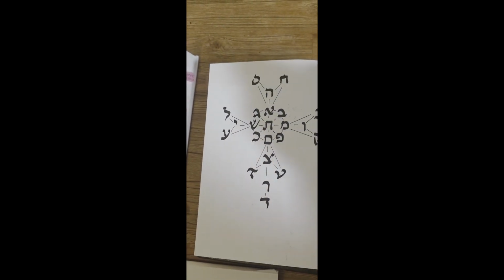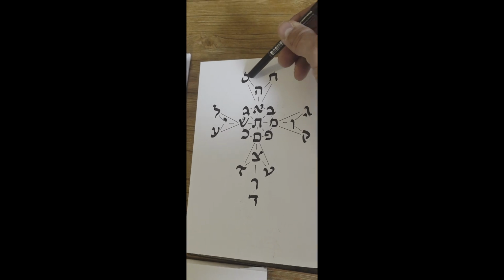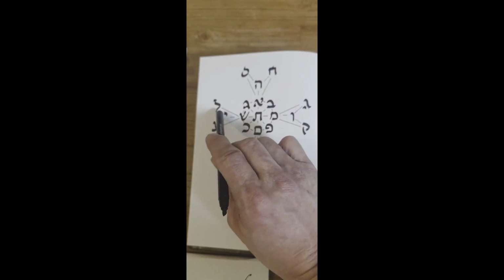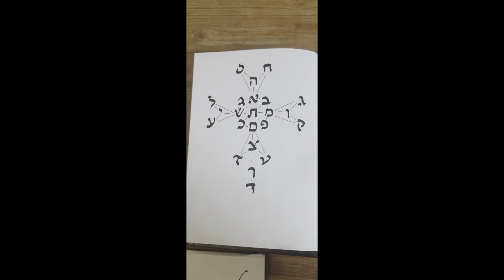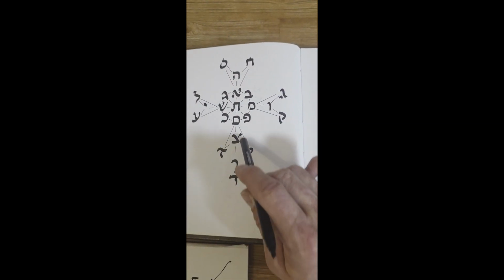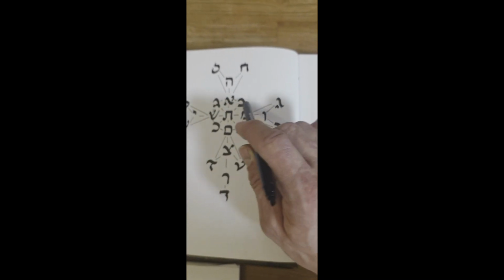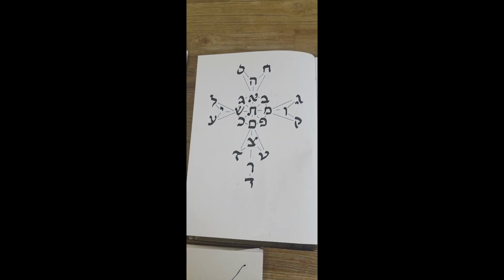So let's take the word, because the samech is connected to aleph, right? The yud and the lamed are connected to shin, and the resh is connected to the mem sofit, which is earth, and the kuf is connected to the mem, water.